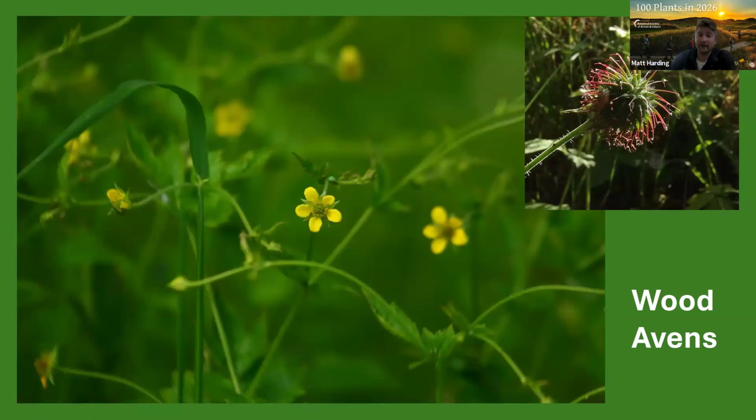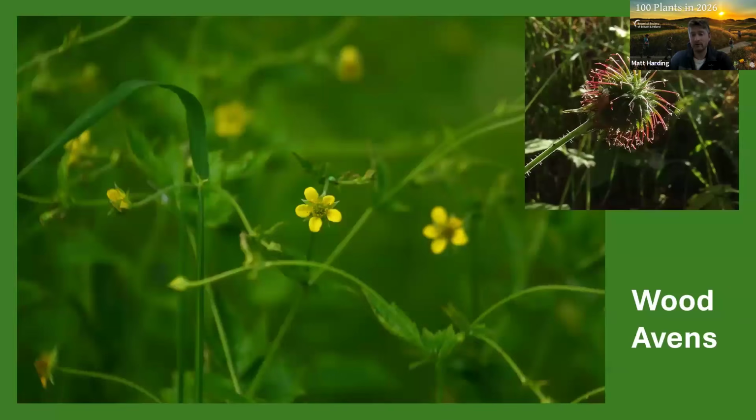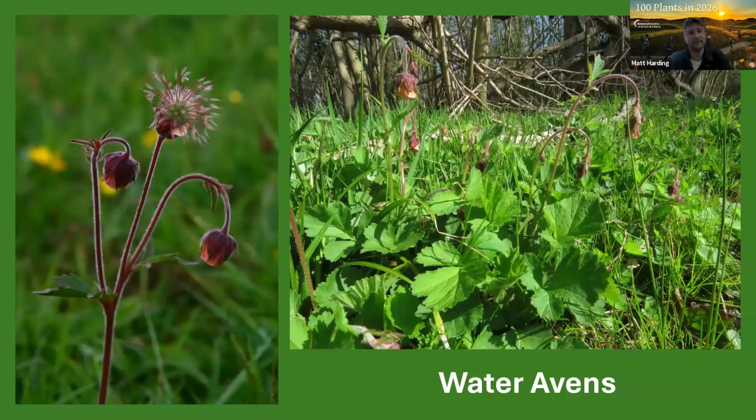So moving from dry to a damper woodland, I've gone from wood avens to water avens. And as you can see here, the flowers of this closely related plant point down. They tend to droop over, and they're much pinker as well, usually. The leaves are similar in shape, but the terminal lobe, the end bit here, is much bigger and broader and more rounded in the water avens.